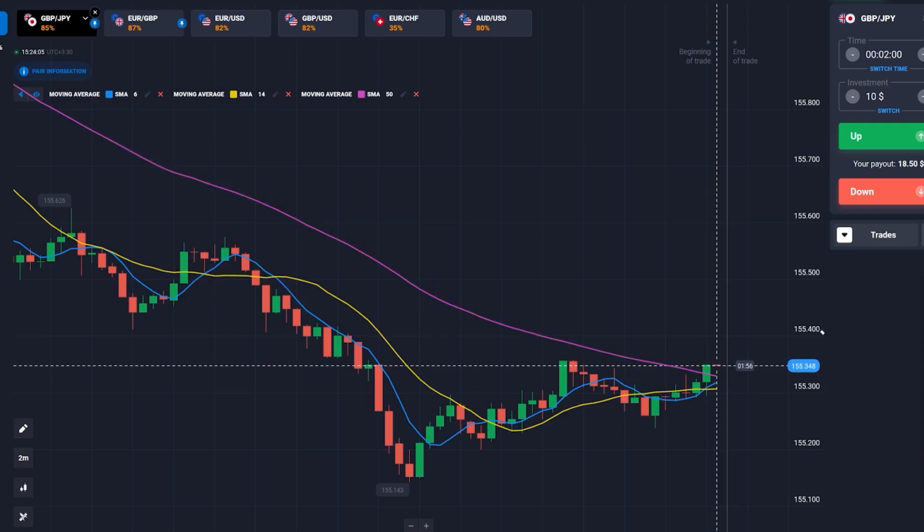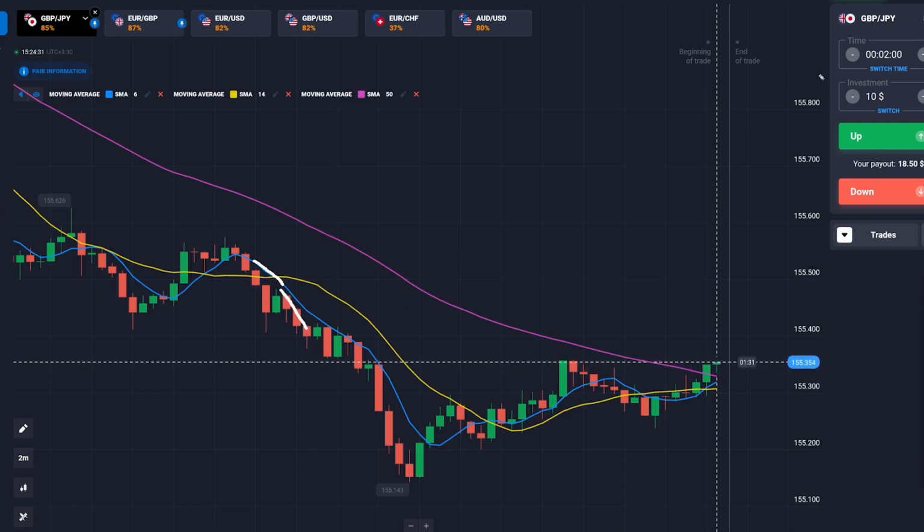Now, I'll clear the chart so it doesn't get too cluttered in the video. Alright, so here we have a downtrend. We've identified the moving average crossover between the 6-period and the 14-period, meaning the blue line crossed below the yellow line, which is acceptable for a sell signal. We also see that when this happened, there was a price drop.